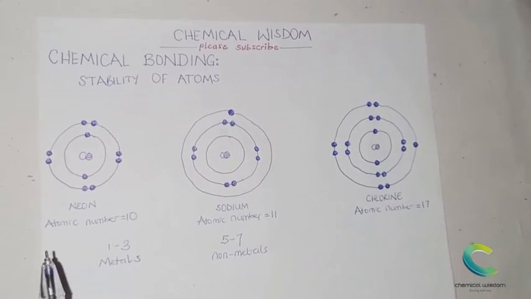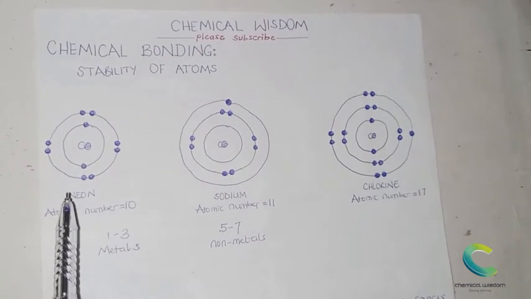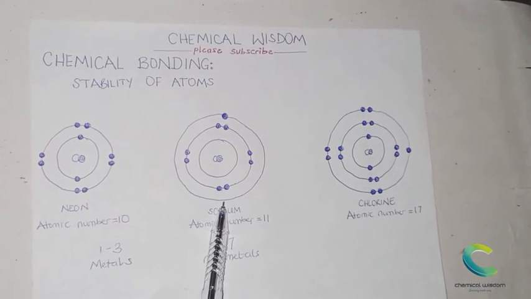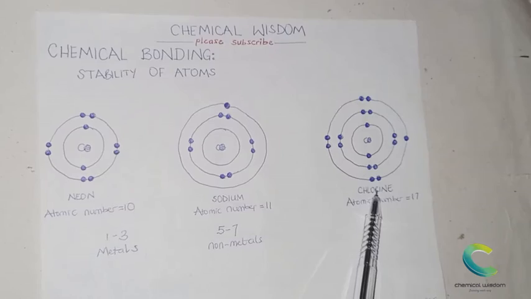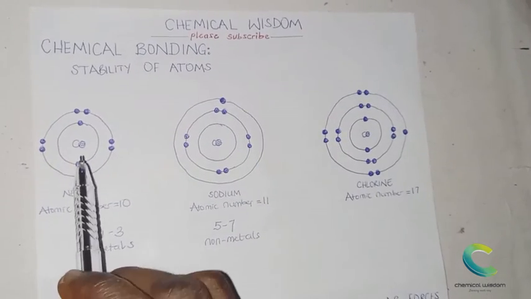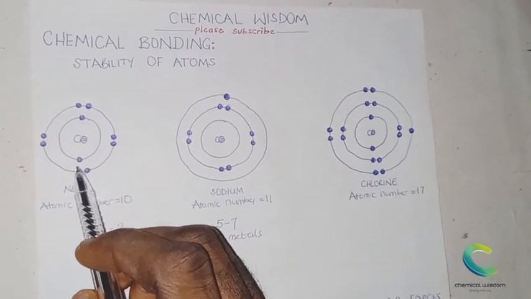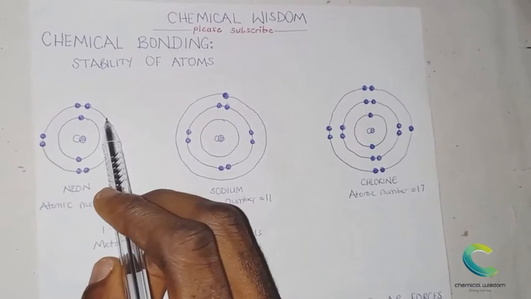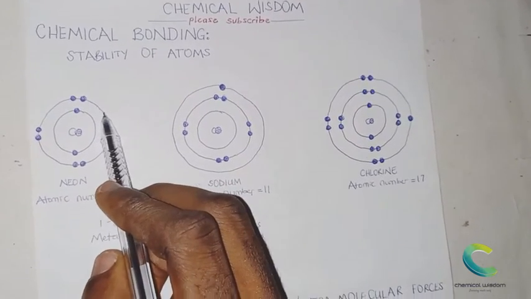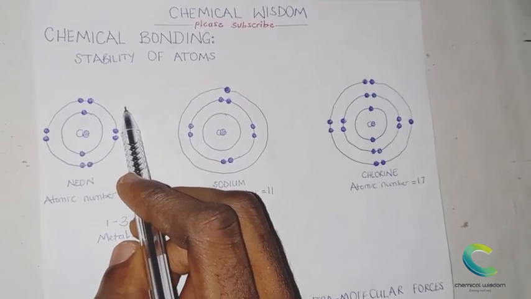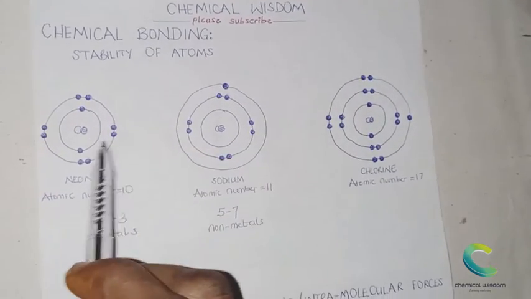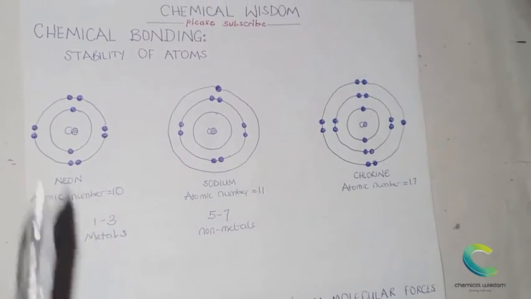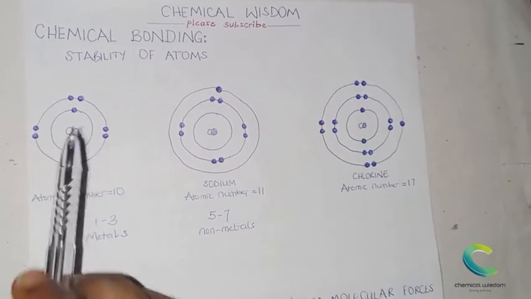If you consider these three atoms, the atomic structure of neon, the atomic structure of sodium, and the atomic structure of chlorine, you find out that there are differences. Look at neon, for example. It has 1, 2, 3, 4, 5, 6, 7, 8 electrons in its valence shell. What does that mean? The atom of neon is stable or unreactive. Whenever the valence shell of an atom is filled up, that atom is stable. It's not going to react with other atoms.